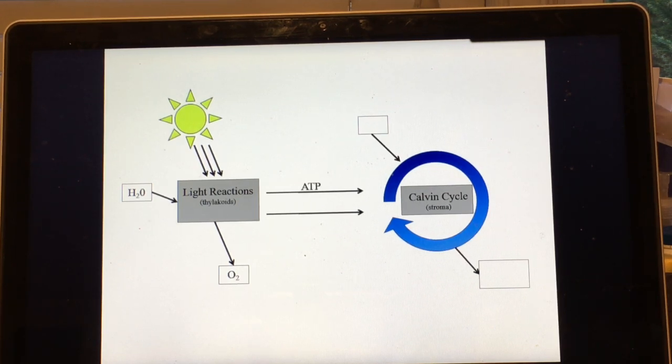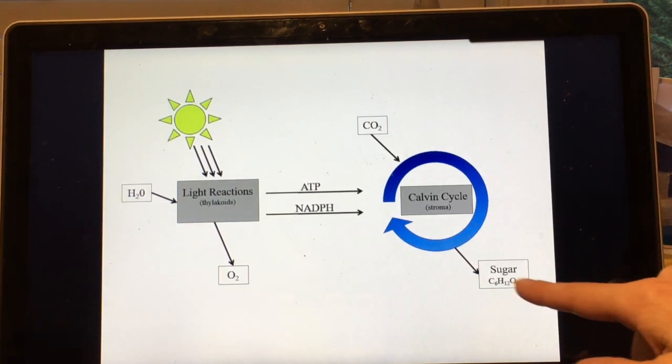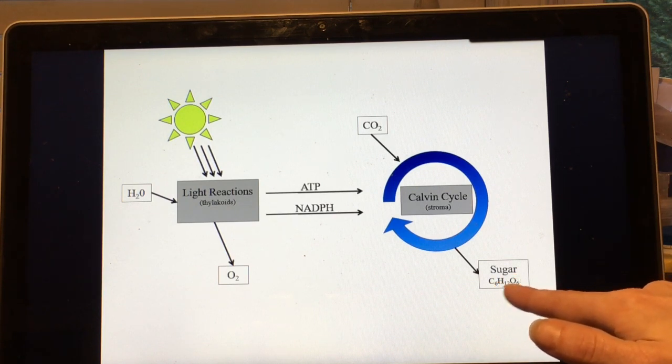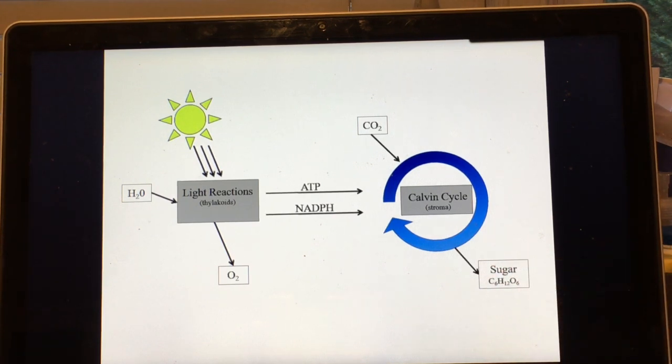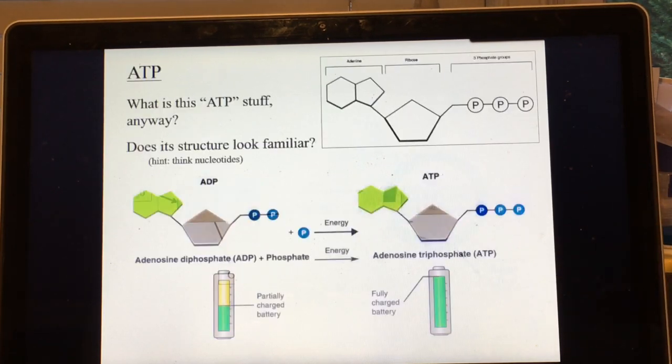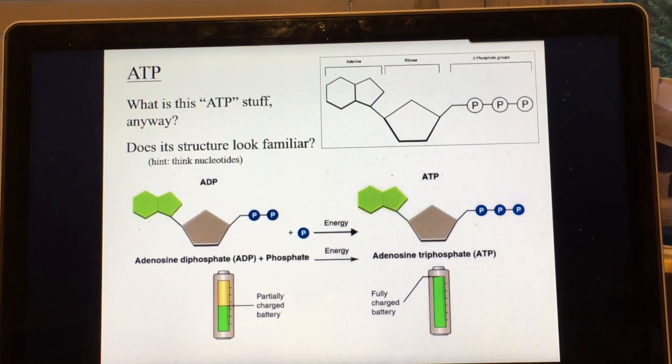The two products of the light reaction that are used for the Calvin cycle are ATP and NADPH. Those are used as energy sources and hydrogen sources to make sugar. And carbon dioxide doesn't come into play until the second half of photosynthesis. In that second half, carbon dioxide is used to make sugar. So down here, we really could have put C3H6O3 or PGAL or carbohydrates in general or CH2O, the empirical formula, but any kind of carbohydrate really could have gone down here.